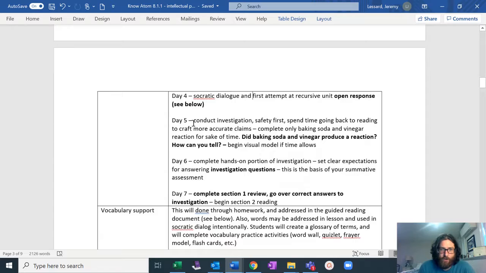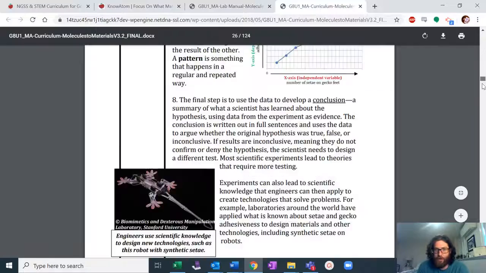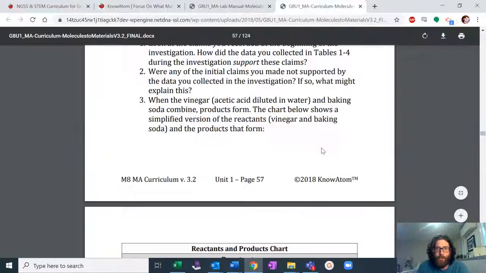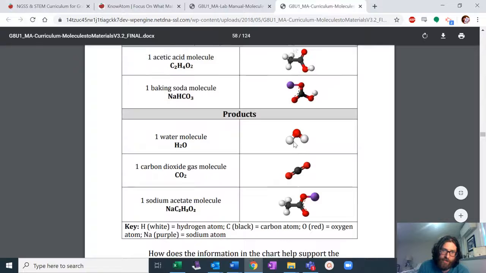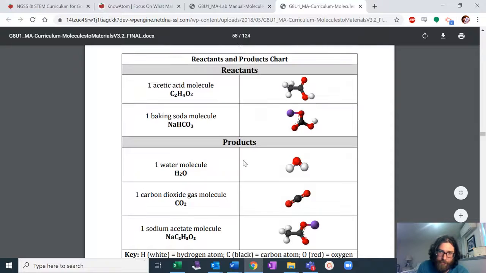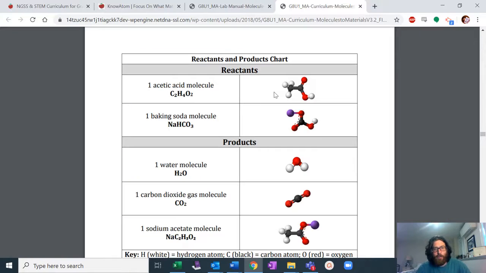Day 5, we're going to do the investigation. I broke it up so that we're only going to do the baking soda and vinegar probably. And then we're going to begin the visual model, because if we go back to the unit, the model you're making is for baking soda and vinegar. So it might make sense to break it up in this way and do like, okay, everyone do this experiment, come back, we'll talk about it, right?